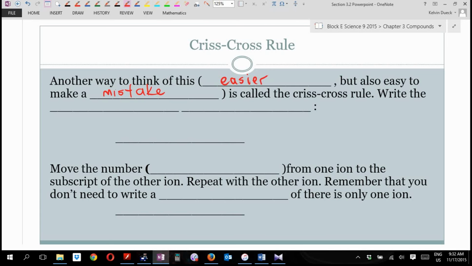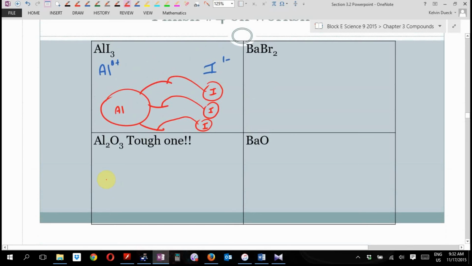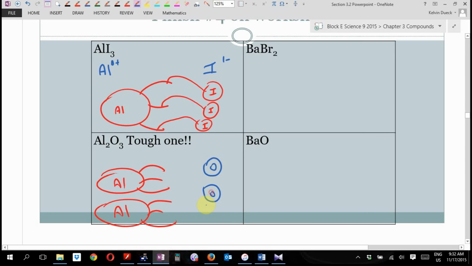You want me to do that one real quick? I can. Yes, please. Okay, so it's going to be two aluminums. Here's Al. Each one has 1, 2, 3 hooks, 1, 2, 3 hooks, and then there's going to be oxygen, oxygen, oxygen, and it's going to be 1, 2 hooks, 1, 2 hooks, 1, 2 hooks. Something like that. Is that okay? Okay.